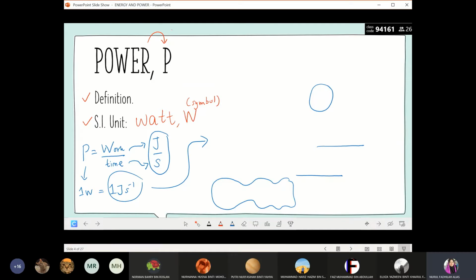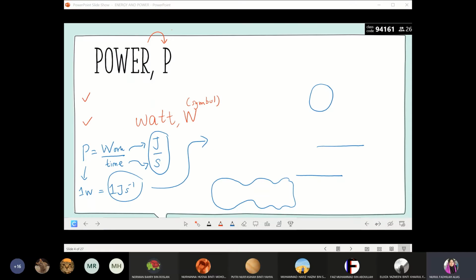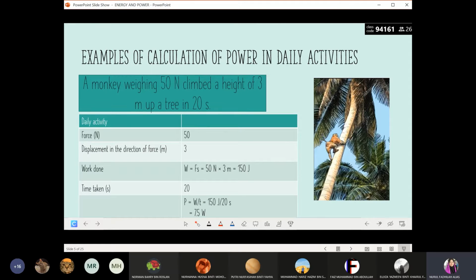So that is the definition of power, which is the rate of doing work, and then you have looked at the formula, and now you know the unit and the meaning of 1 watt. So this is an example.